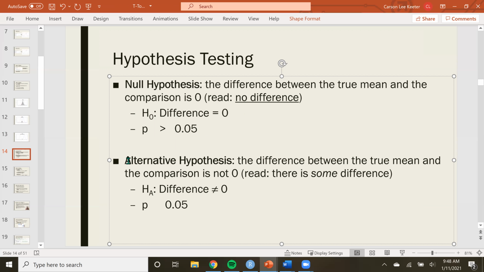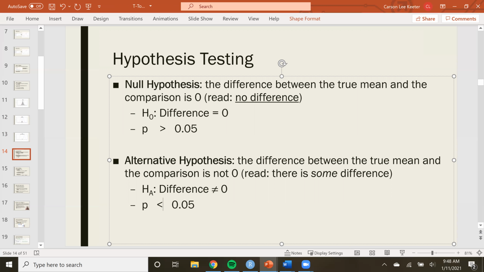Okay, and then on the other hand, we have the alternative hypothesis, where whatever the difference between the true mean and the comparison is not zero. What we instead will say is that there is just some difference. Okay, and we will make that claim that there is some difference in the population when the p-value, you guessed it, is less than 0.05. So we're pretty much okay with anything smaller than a 5% chance due to randomness, just random chance. So anything less than 5% is good for us.